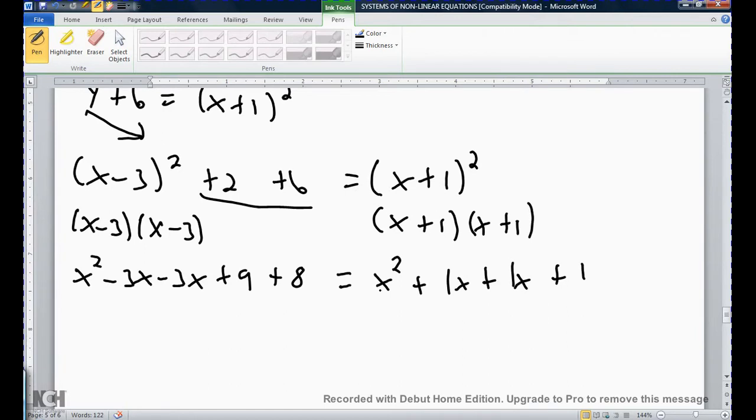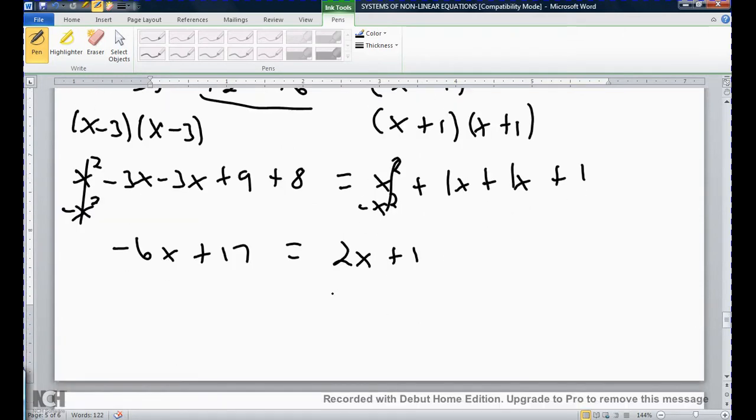Now I want you to be aware of something right quickly. If I subtract out this x squared, what that does is it eliminates both of those. So now I'm going to combine like terms on both sides. So I have negative 6x plus 17 on the left side. On the right side I have 2x plus 1. And it's a good thing those x squares cancel, because that means this is a much easier problem to solve.